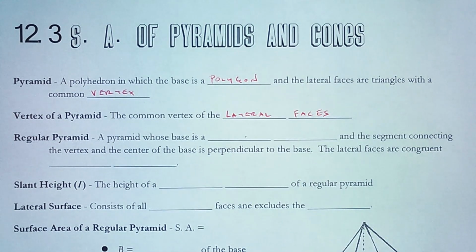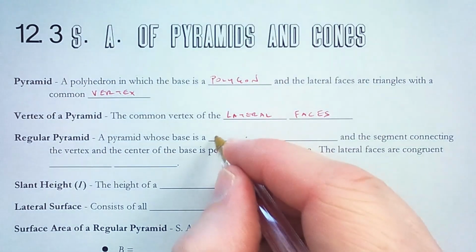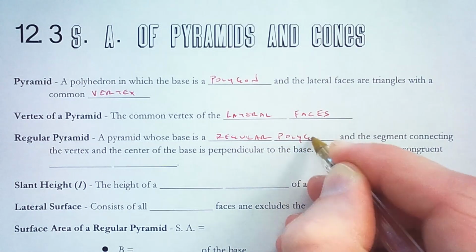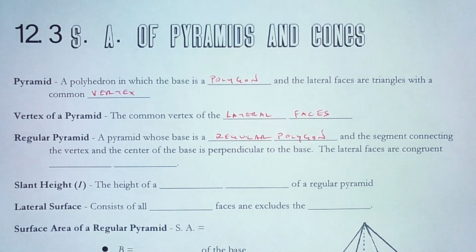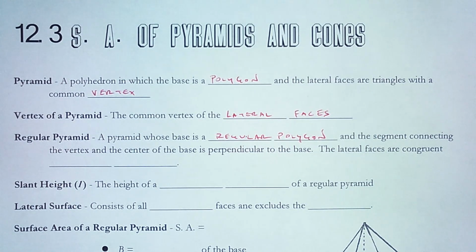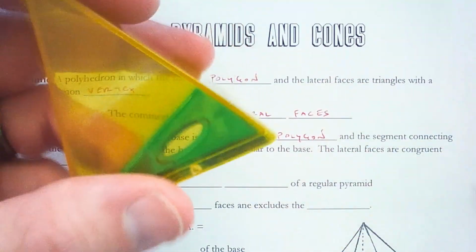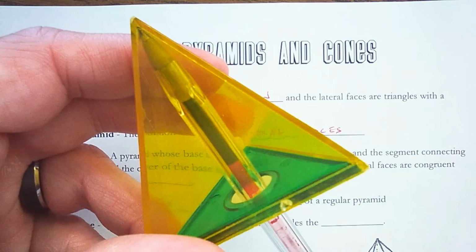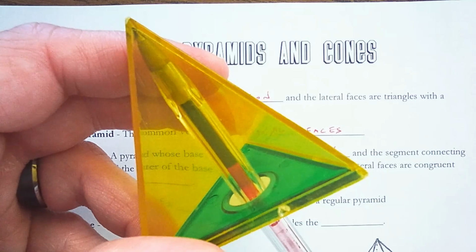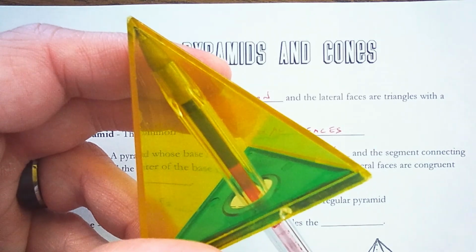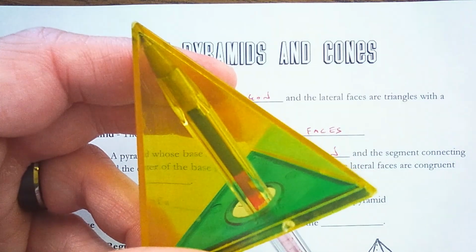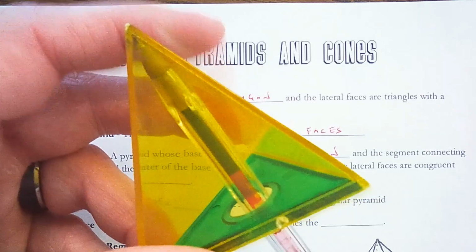A regular pyramid is a pyramid whose base is a regular polygon and the segment connecting the vertex and the center of the base is perpendicular to the base. Okay, so that means that if I put a segment from this vertex to the center of the base, it would look about like that. That segment there is perpendicular to the base. That is called the height of the pyramid. So the pen right now is representing the height of the pyramid. It is perpendicular to the base.